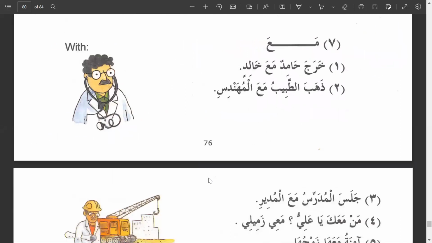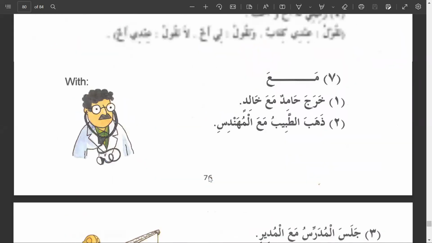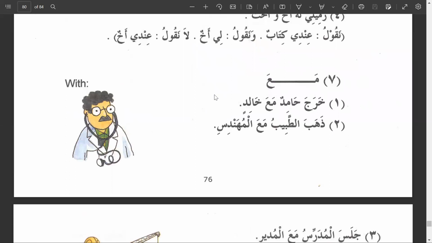Now this one, next concept, ma'a, which is exercise 7. Again, it's a reading exercise. Ma'a means with. So can you translate this? Kharaja Hamidun. Hamid left with Khalid. Excellent. Why does Khalid have 2 kasra? Khalidin, ma'a Khalidin.